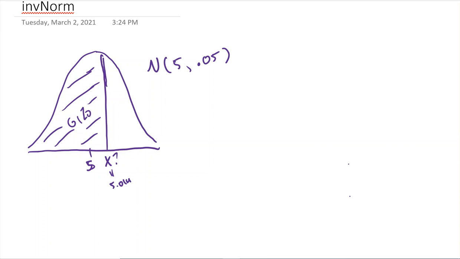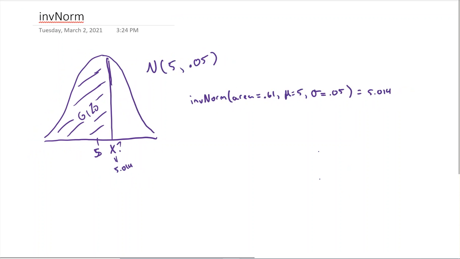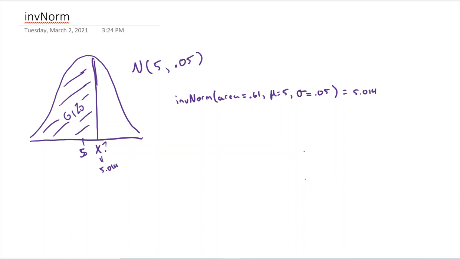So this is what my calculator tells me. And again, if you're going to cite your calculator as work, if you're taking, say, an AP test, for instance, make sure you're using appropriate notation. So for inverse norm, you're going to need to write that the area you input was 0.61. You're going to have to write that your mean, in this case, was 5, and your standard deviation was 0.05, and then that will give you your x value of 5.014. So make sure you're citing work appropriately if you're taking a test like the AP exam.